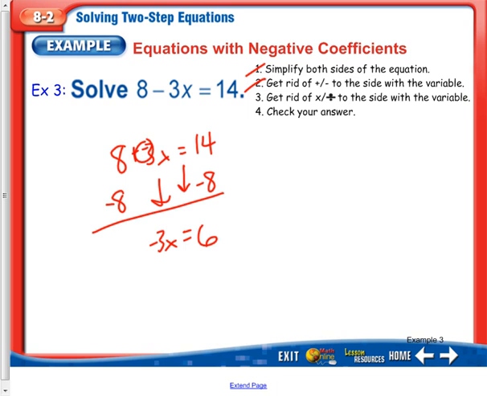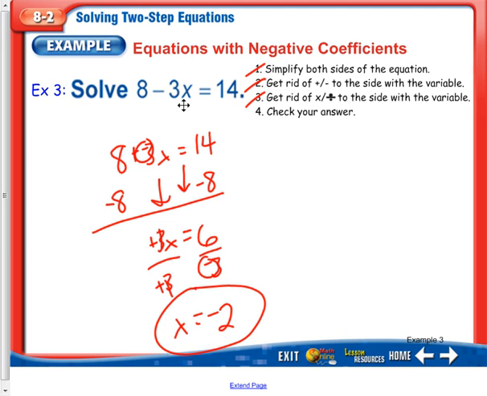Okay, so we just got rid of the addition and subtraction. Let's get rid of the multiplication division. Now this is multiplication, so I can divide by -3 on both sides. Make sure you're showing all of your work. The negatives cancel. The 3's cancel. I'm left with my x. X equals 6 divided by 3 is 2, but there is one negative there, so I'm going to have -2.